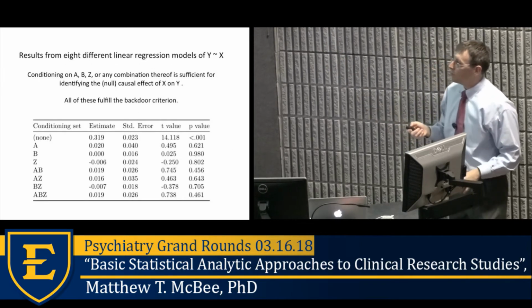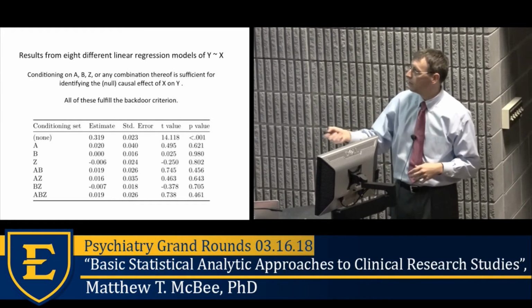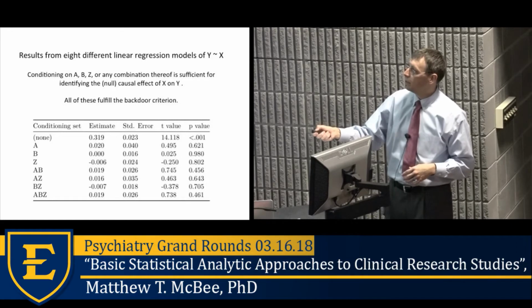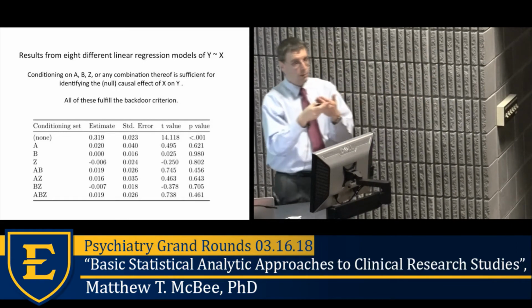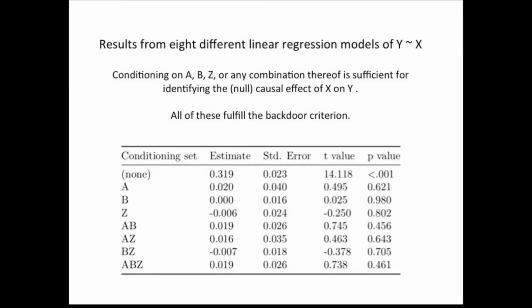And what we can see in this table here, these are regression results from all those different models. So this is the one I already showed you, the first row. If we just look at the relationship between X and Y without conditioning on anything, we get this answer that suggests X and Y are causally linked when they're actually not. But look, if we condition on A, the estimate goes almost to 0, becomes non-significant. If we condition on B, it goes within rounding error exactly to 0, non-significant. If we condition on any set of those variables, we get the correct answer.